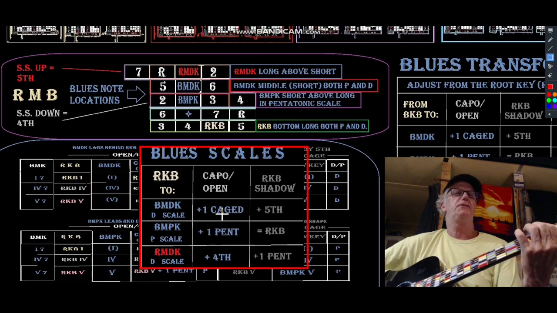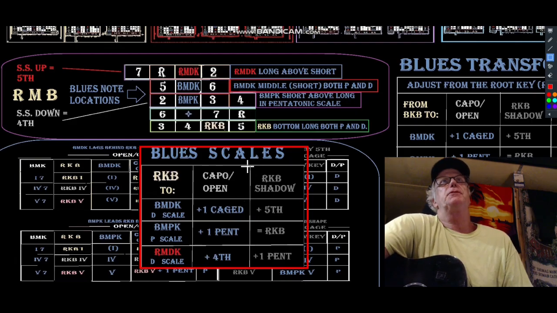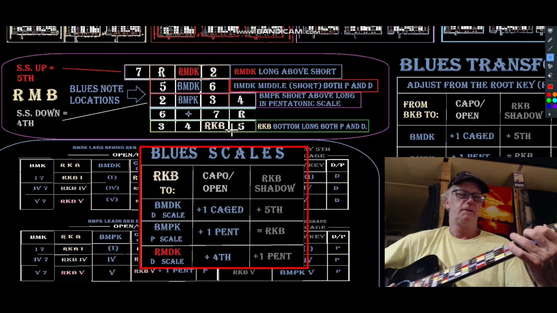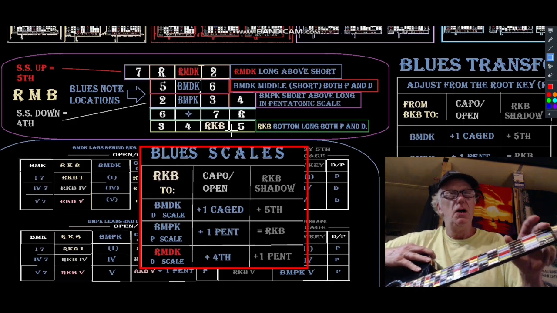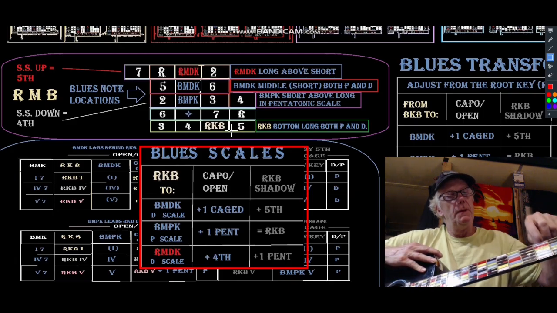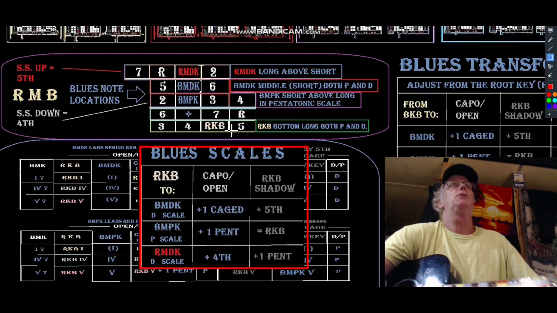So we're going 5, 6. So it's going to be on the bottom. And see how it's on the same string right there. The 5, 6 of the BMDK is on the bottom now. It's on the same string. So in the same cage, the blues note stays the same no matter what key you're in.